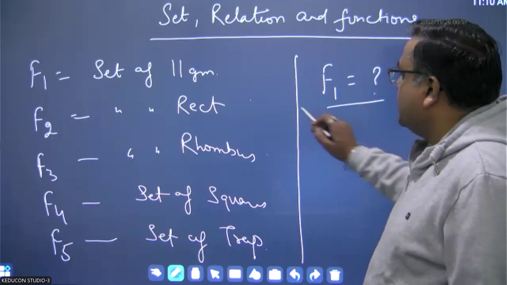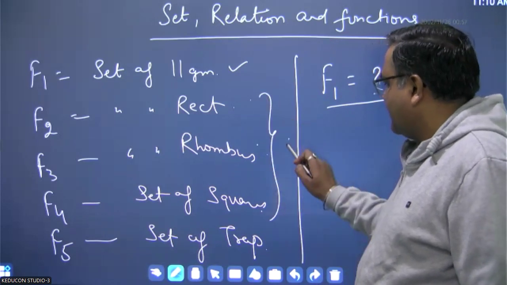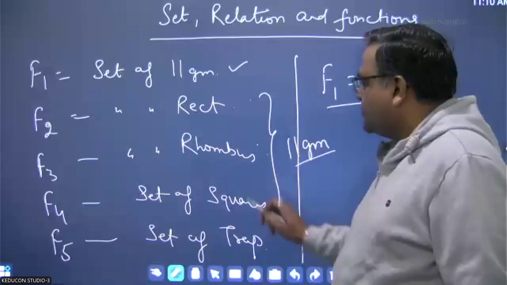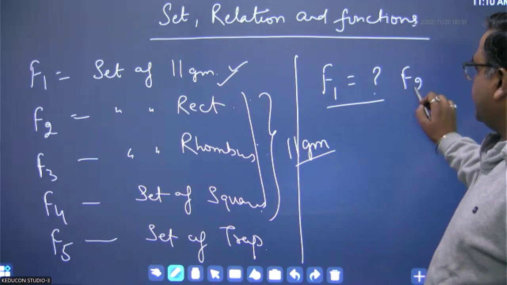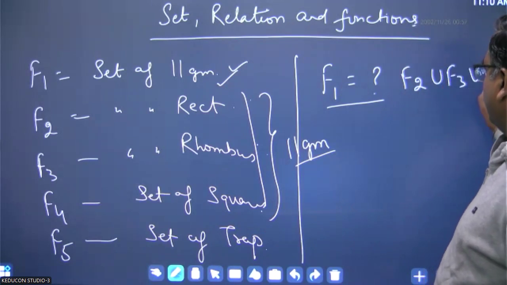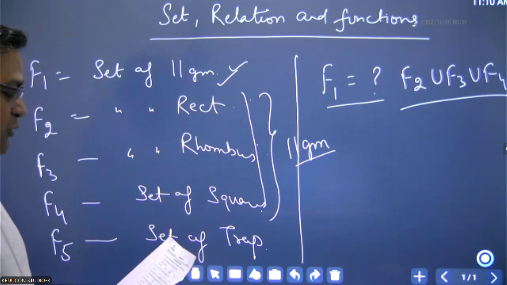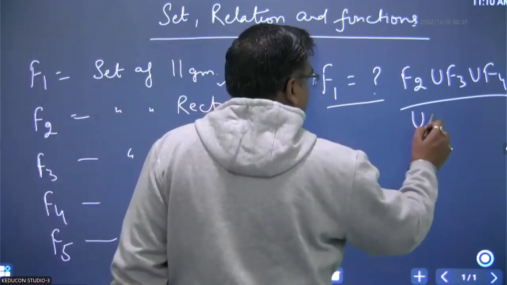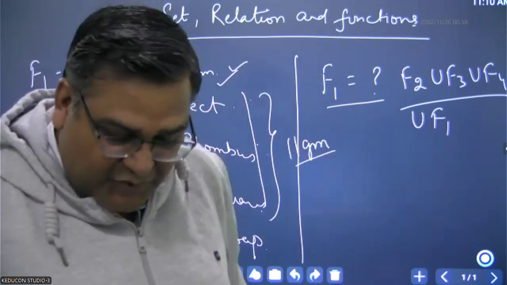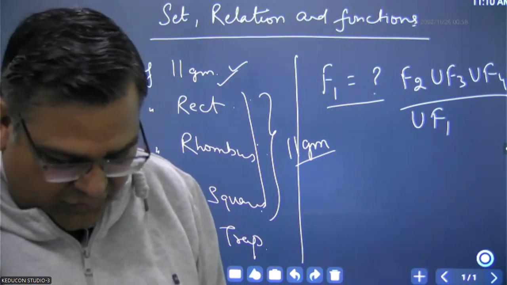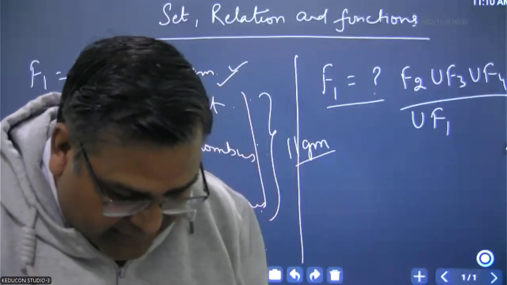See, if you take the parallelograms, rectangle, rhombus, square, all these three are parallelograms also. So these are the subset of parallelograms. Therefore, F1 can be written as F2 union F3 union F4. And this is the fourth option. F1 is also there, yes. A set can be a subset of itself also, right? So F1 is a union of F1, F2, F3 and F4. So that will be the right choice, students. Is this clear?